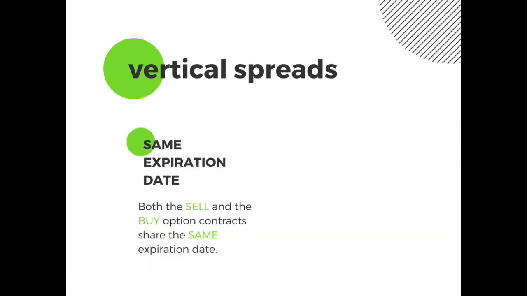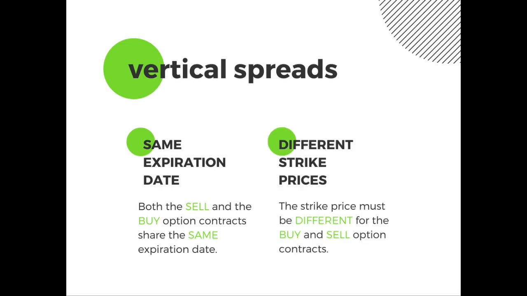The first thing you should know is that when setting up a vertical spread, both the buy and the sell option contracts will share the same expiration date. The second thing is that all vertical spreads have different strike prices. So that means the strike price of the buy and the sell option contracts cannot be the same. They have to be different.